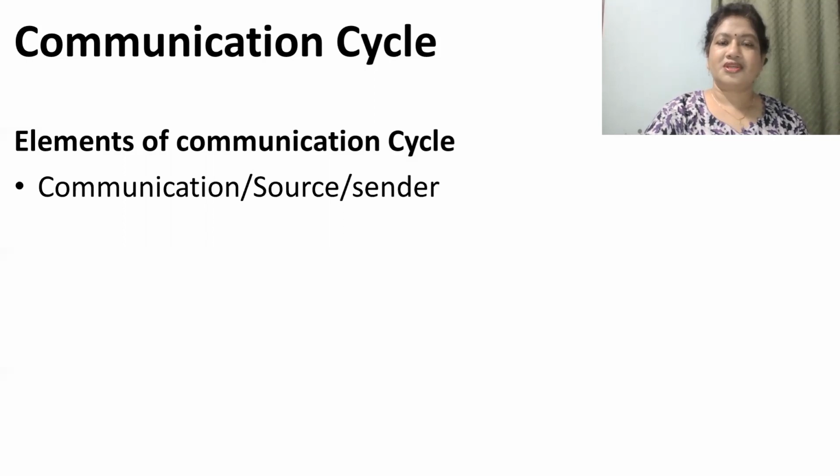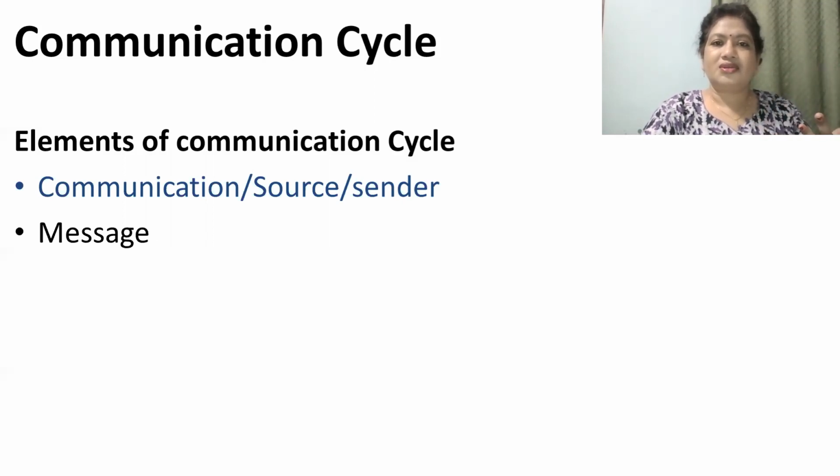The first one is communication, or you can call it the source or the sender. The sender, the initiator. The second one, message. Once you have the sender, you have the message. Don't worry, we are going to cover everything in detail in the rest of the slides. This is just to let you know that these are the parts of the communication cycle, and these are the elements. You can also call it the communication cycle process, or communication process.